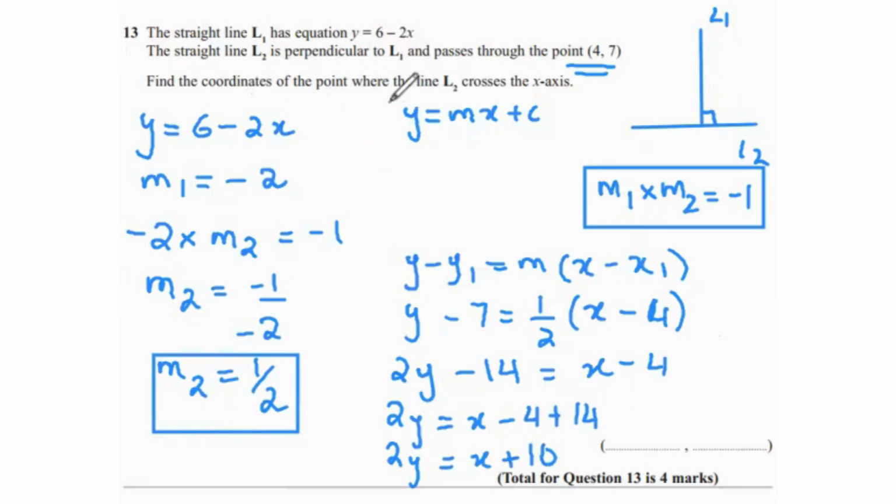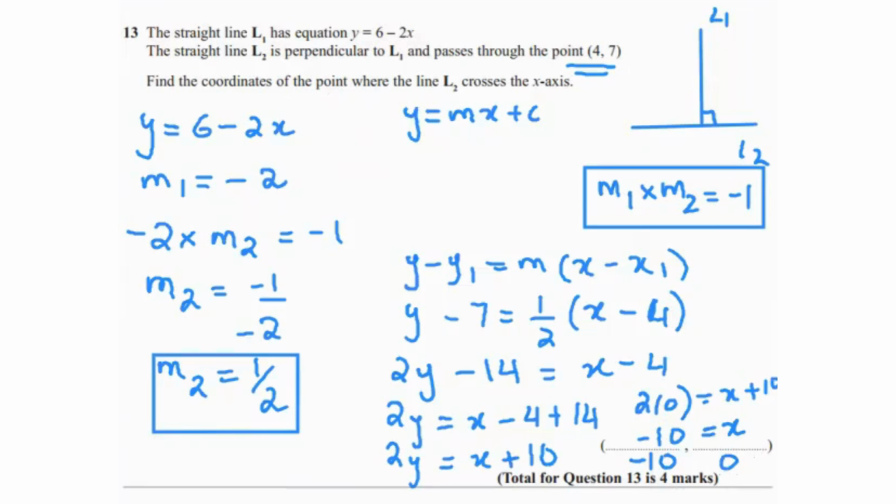They want us to find the coordinates of the point where L2 crosses the x-axis, which means where y is 0. So that's going to be 2 times 0 equals x plus 10. That's x equals -10. So the coordinates are going to be (-10, 0). y is 0 and x is -10. So that's how you solve it.